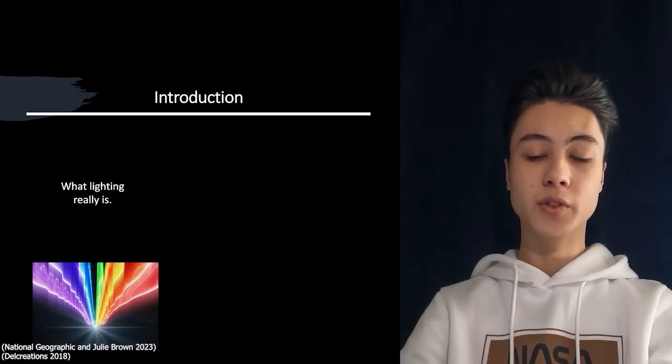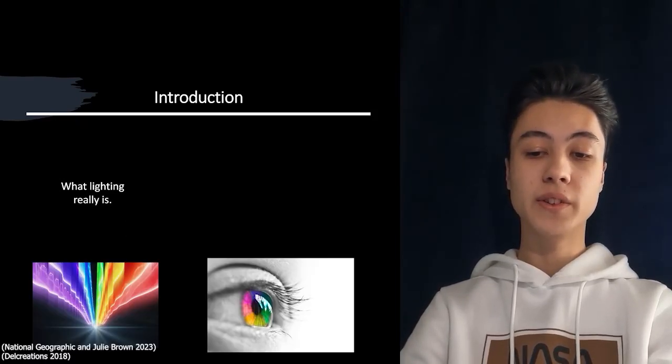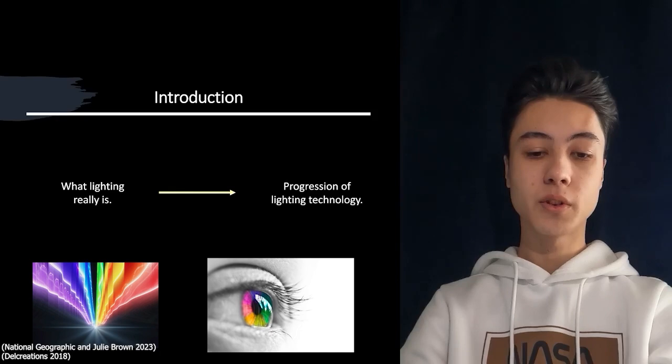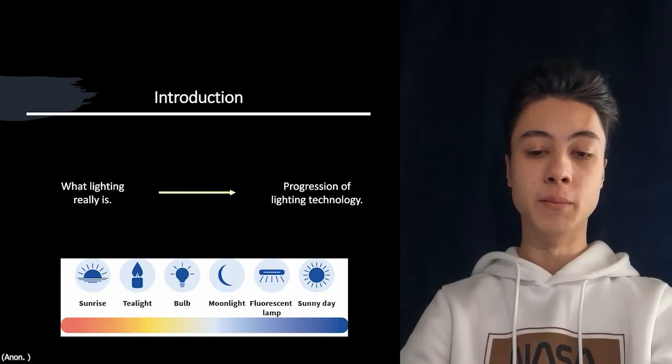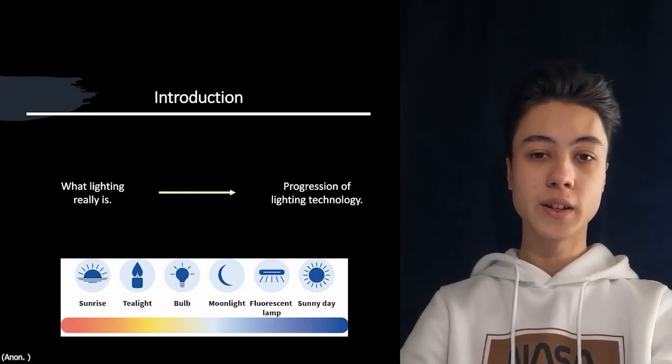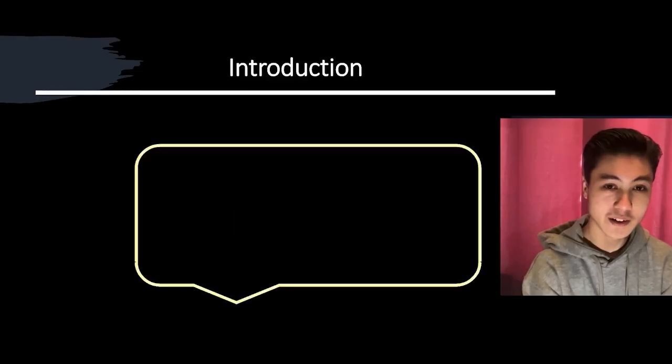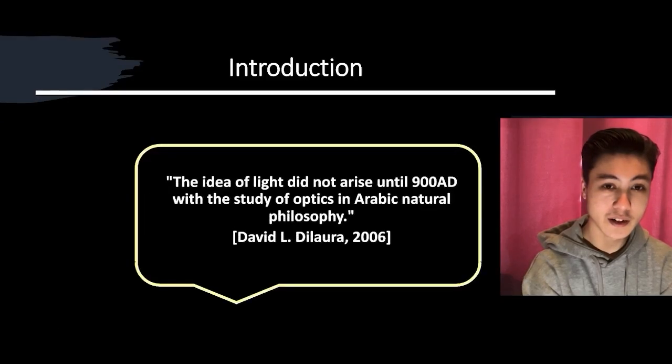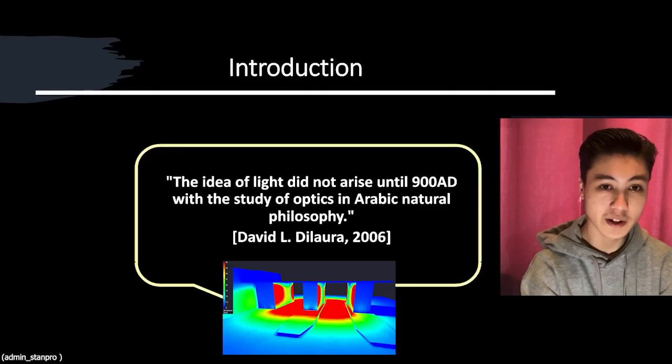Today I'm going to look at what light really is from a scientific viewpoint, including the band of light visible to the human eye and how, as humans, we see light. As well as this, I look at the progression in lighting technology through time, starting with early prehistoric lighting to the present day. The idea of light did not arise until 900 AD with the study of optics in Arabic natural philosophy.